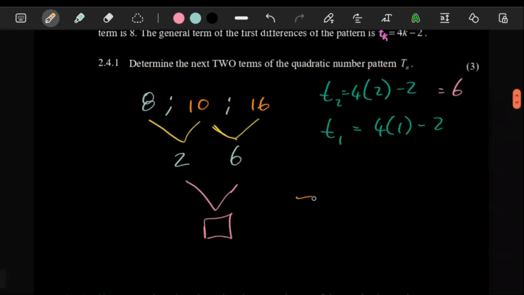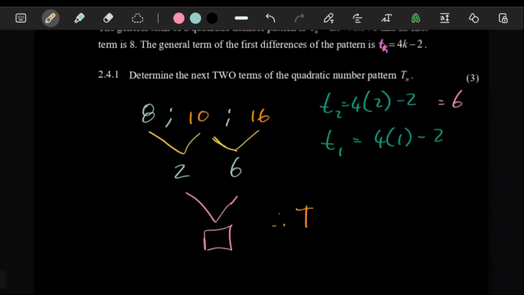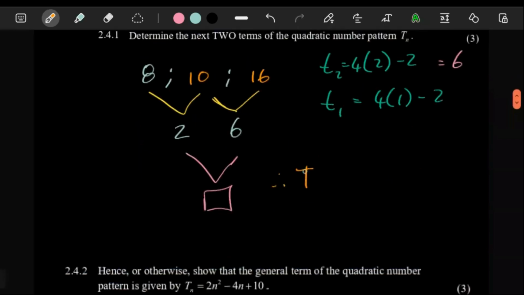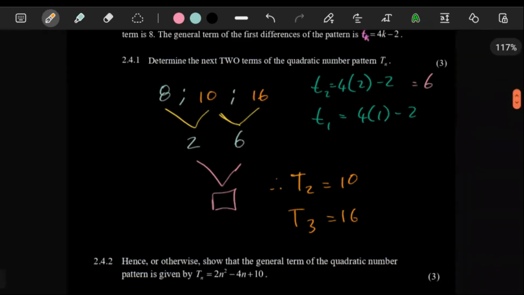So here what we can now say is, therefore, in our main sequence, T2 is 10, T3 is 16. That's why this is just a 3-mark question, because they know that this formula here is what's supposed to help us generate these values.